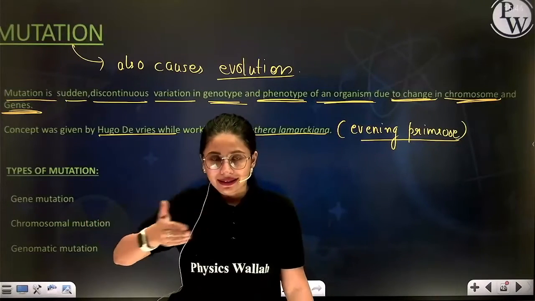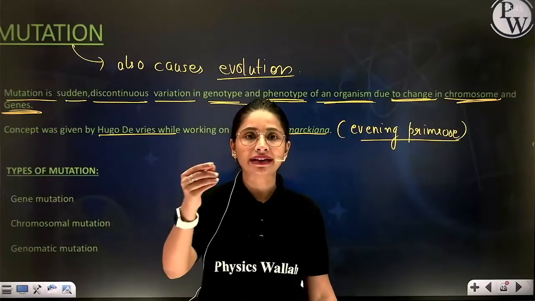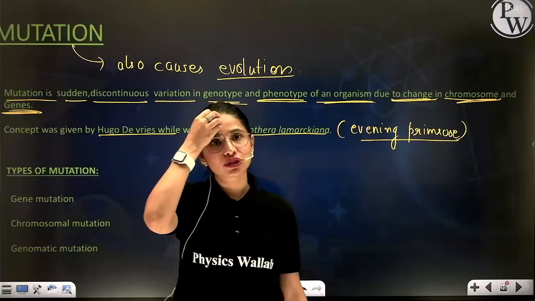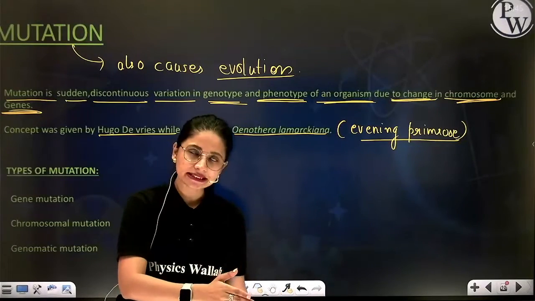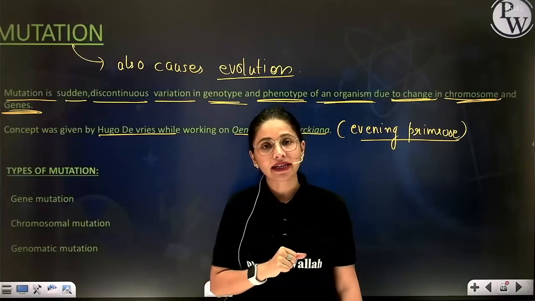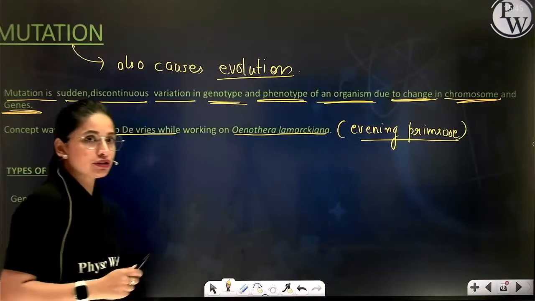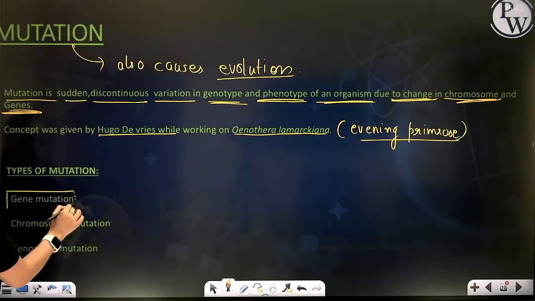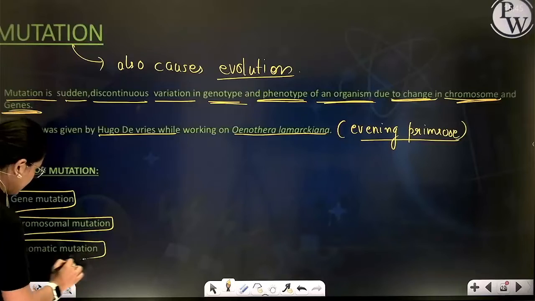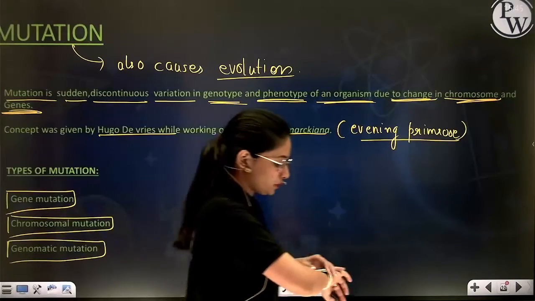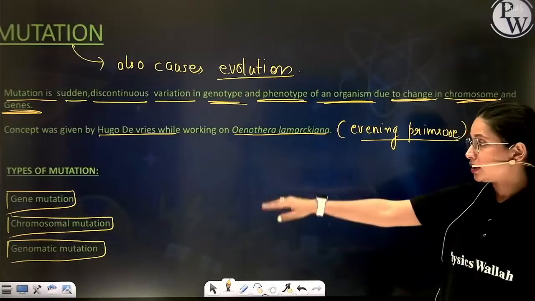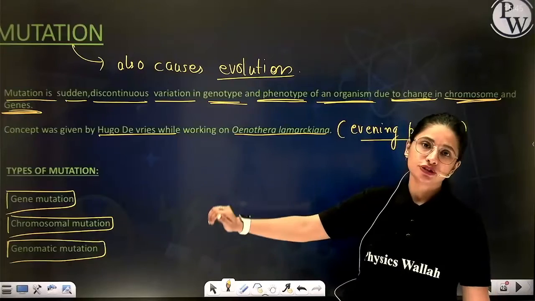So mutation is just bringing evolution in a sudden manner. You don't have to wait for long. So there are two ways to produce evolution. One is sexual reproduction and second is mutation. Correct? Beta, there are three types of mutation which you have to study. First is gene mutation. Second is chromosomal mutation. And third is genomic mutation. So how many types of mutation are there? Three types: gene, chromosomal, genomic.